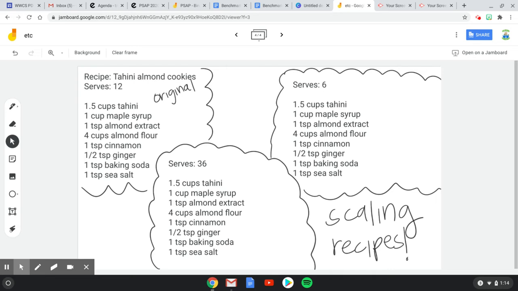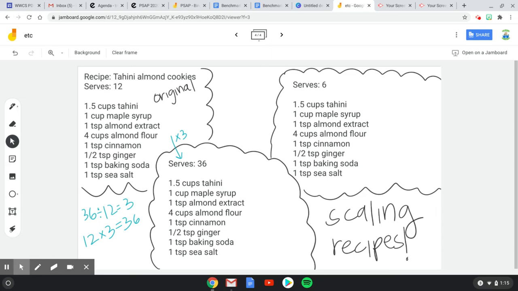First, we need to see the relationship between 36 and 12. So if I take 36 divided by 12, that's equal to 3. I could also take 12 times 3 and get 36. So 3 here is the scale factor. We're scaling it by 3. So when I'm going from the original recipe to 36 servings, I'm going to scale it by 3.